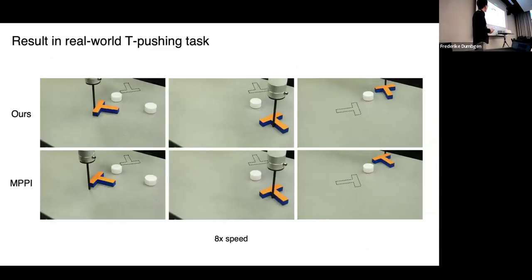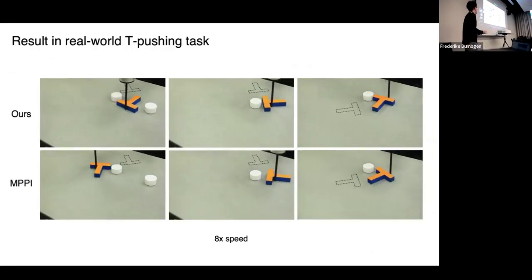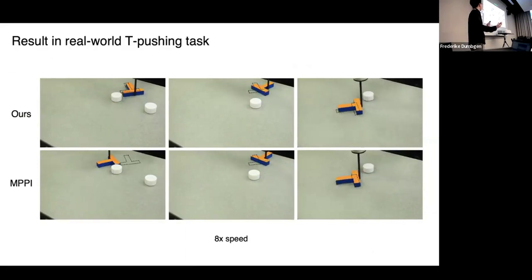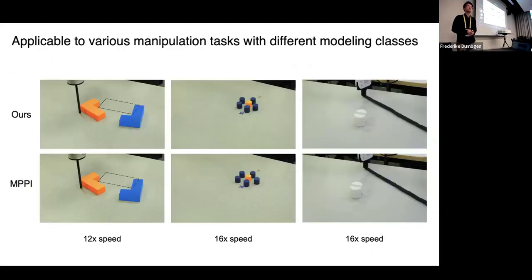And here are just some more examples of pushing this T into the target configurations, where the number of obstacles can change, the configuration of the obstacles can change, and the target can change. And we compare our method with a sampling-based planner and PPI, which is pretty good at doing very scalable sampling of your action trajectories, whereas our method performs much better in this case.